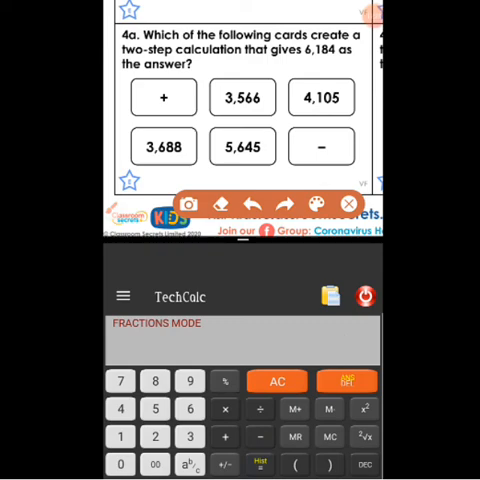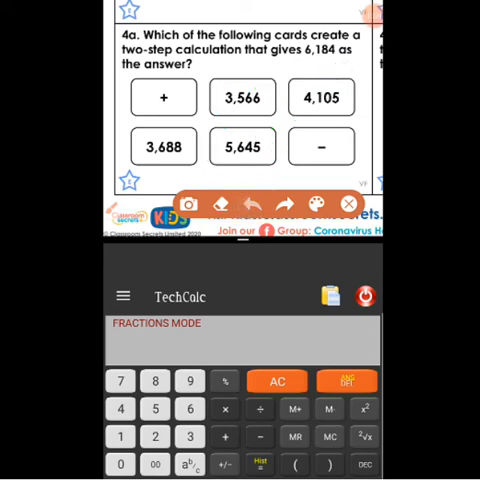So it's asking you, which of these cards will you use in a two-step calculation that will give you a total of 6,184. Okay, so by just looking at the numbers that will closely give you the answer with a shorter trial, so that you don't have to use all the cards to get just one answer. So you look closely at the cards. Now for me, looking at this, if I subtract this one from here, to give me something that is remaining about 2,000 and something, then if I add it to this, it might give me this. Okay, so let's try.